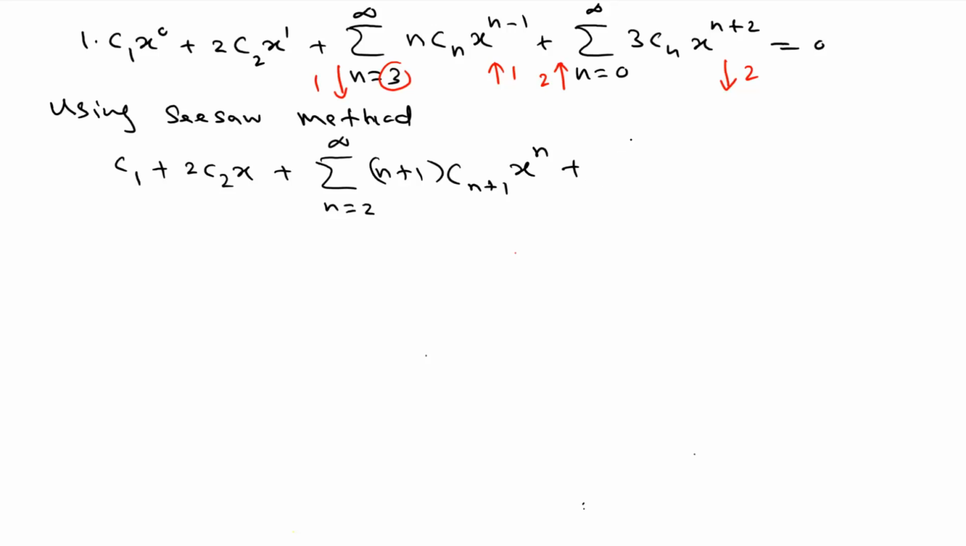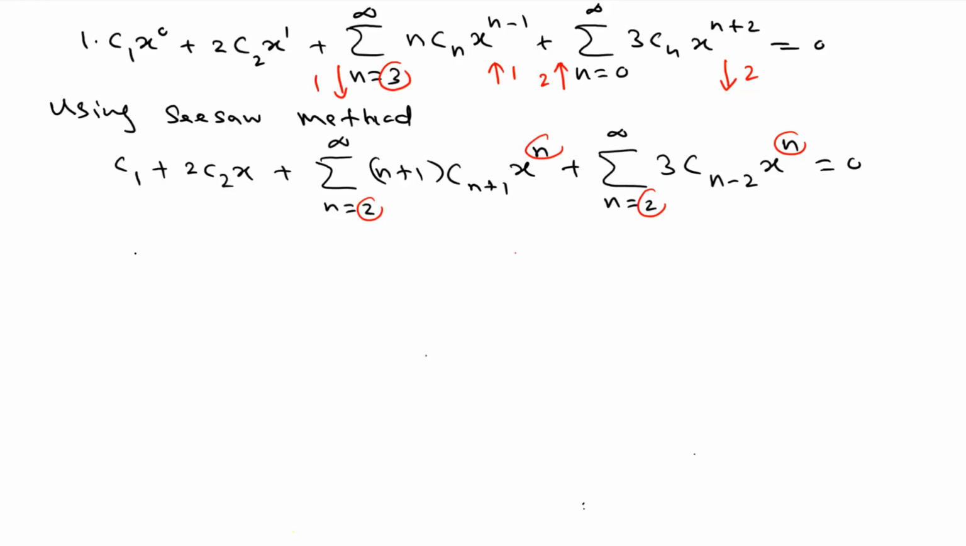Plus the same thing here, you're going to increase this one by 2. So that means it's going to be n going from 2 now to infinity. Actually it's decreased by 2, because it's going to go down. So it's cn minus 2 and then xn equals 0. And then once you do that, you're going to see that this is xn, this also xn, so you can simply add them together.